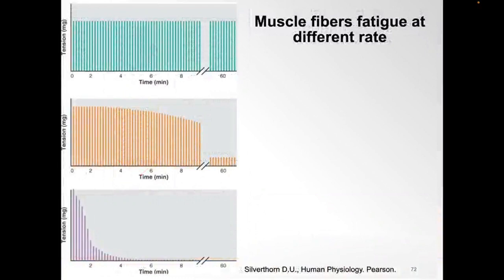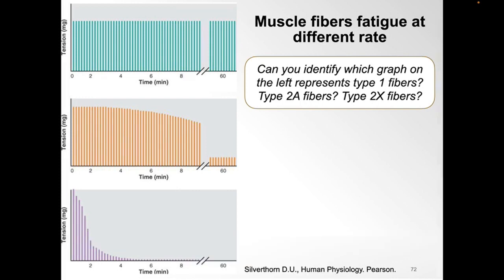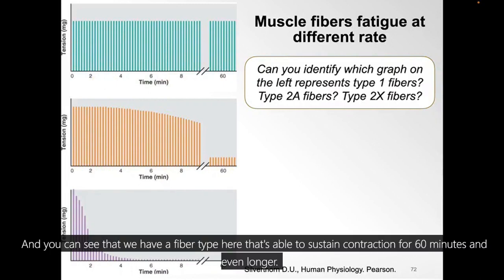Now, different muscle fibers fatigue at different rates. So can you identify on these graphs which one represents the type 1 fibers, the type 2A fibers, and the type 2X fibers? First of all, the graphs are organized the same way, with tension on the y-axis and time on the x-axis. And you can see that we have a fiber type here that's able to sustain contraction for 60 minutes and even longer.